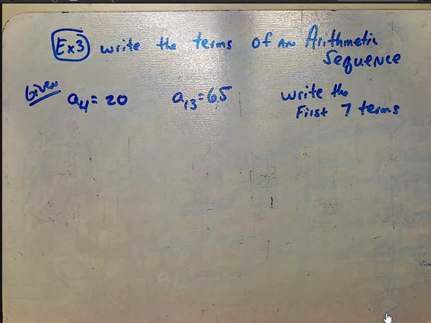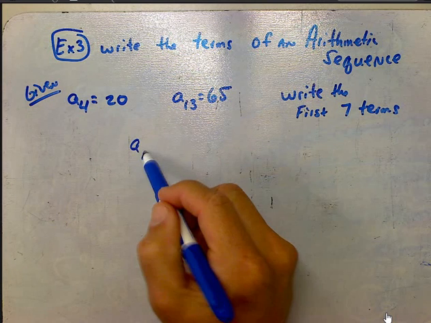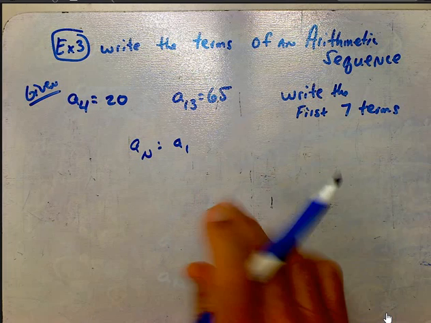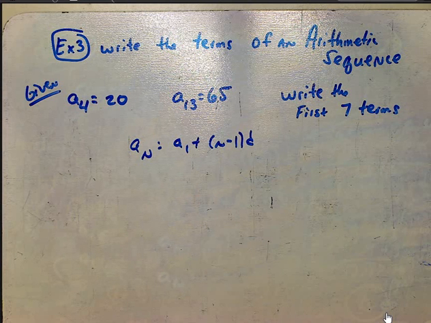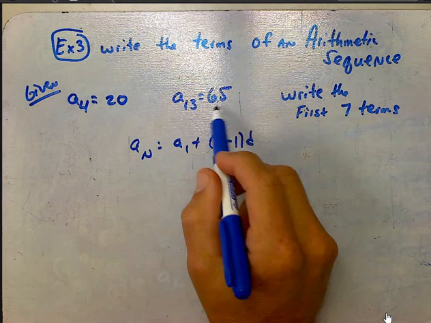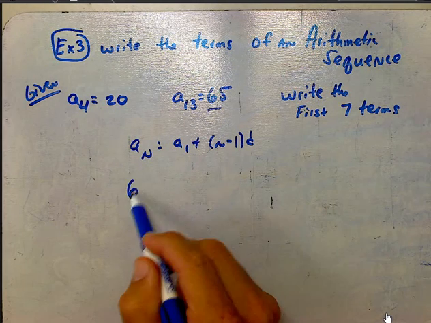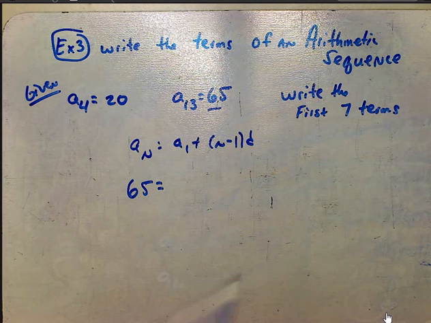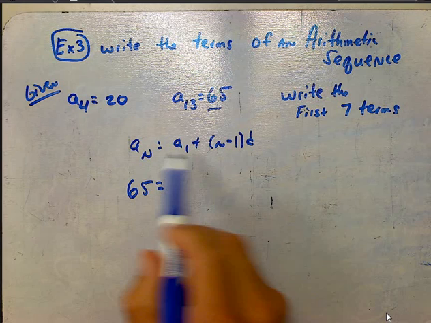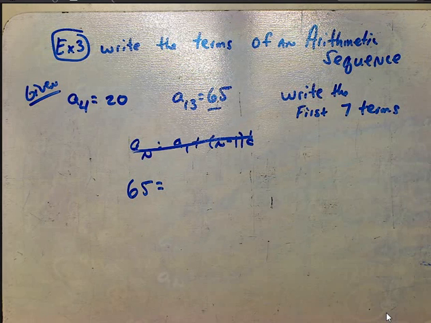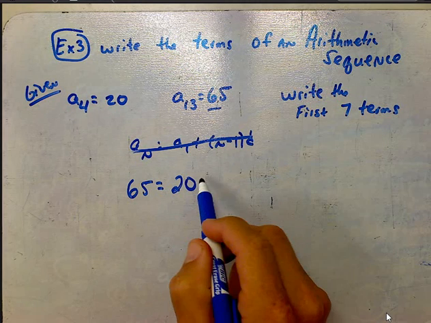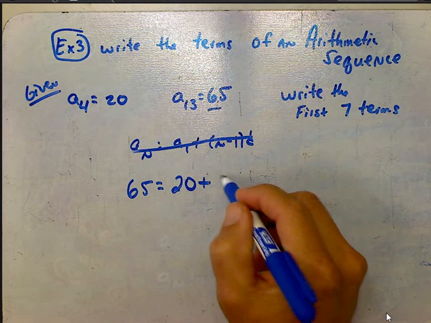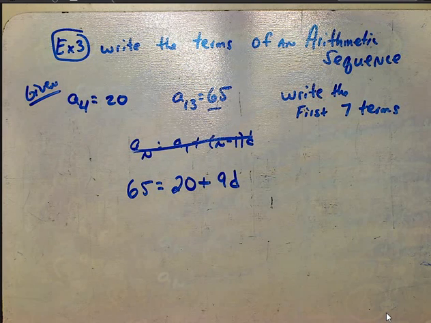Well, I'm going to use the basic formula again. AN equals A1 plus N minus 1 times D. And I'm going to do some manipulation about it. Okay? So maybe a little tricky to figure this out. But I know that the 13th term is 65. And this is not an exact plug and chug, so this may not actually make much sense for you. But it's going to be 65, and then the fourth term is 20 plus 9D. Where did I get this from?